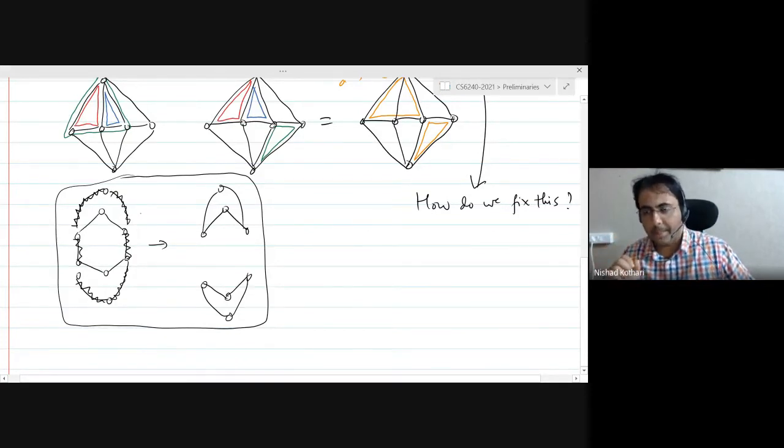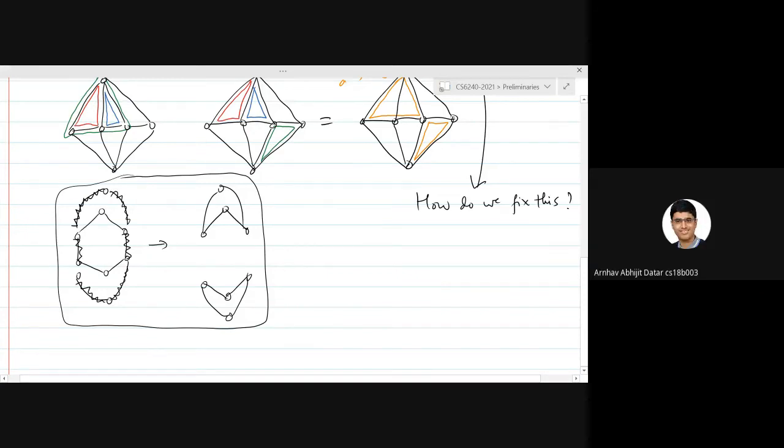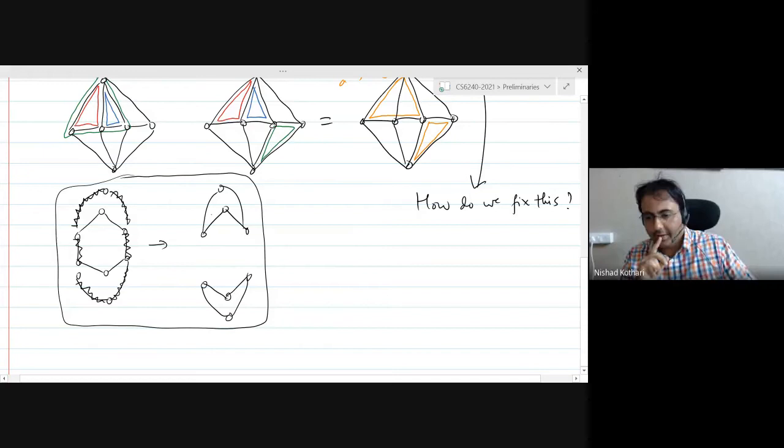Okay, good. So did someone raise a hand? Arnav, you've raised your hand. That was before, when I was trying to tell the hexagon, I forgot to lower the hand. Yeah, that's fine. Okay, good.